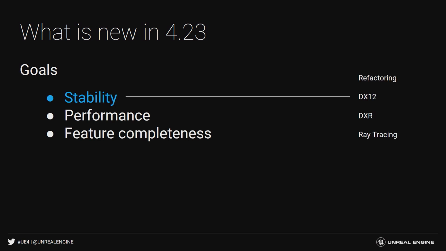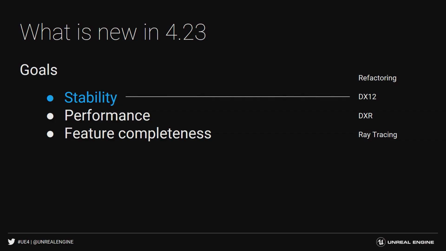Stability was the number one goal of 423. Our ray tracing implementation is built on top of DXR. DXR, as you might know, it's a new API, well, it's a new framework. It's a lot of things, but it's a system developed by Microsoft and NVIDIA for ray tracing on top of DirectX. That is a new technology, which means that it has new drivers, it has a lot of new code, and that path is very new.